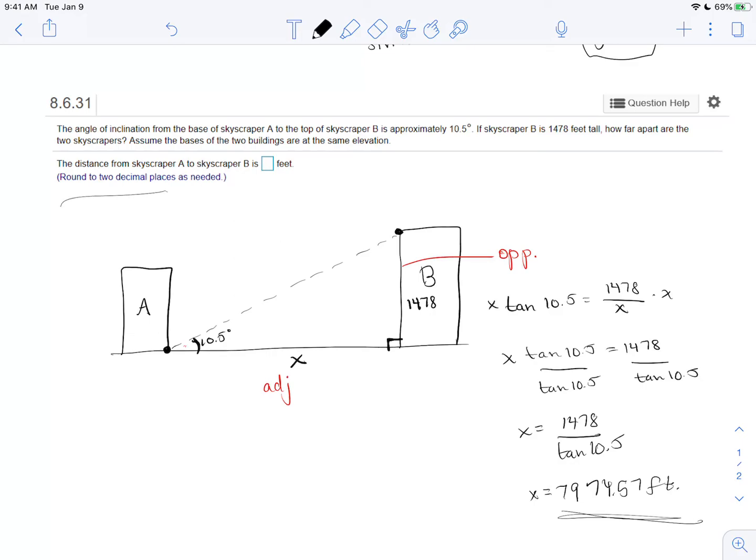Be really careful with little things like rounding, right? It says round to 2 decimal places. Be sure to read what it's telling you to do and round appropriately.